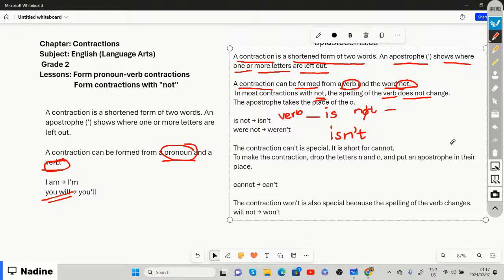So whenever we form contractions with the word not, then we are forming the contraction with the verb as well as the word not. So the verb is going to stay the same, but we are going to remove the O from the not and put an apostrophe in its place. And then we basically put all of those words together.